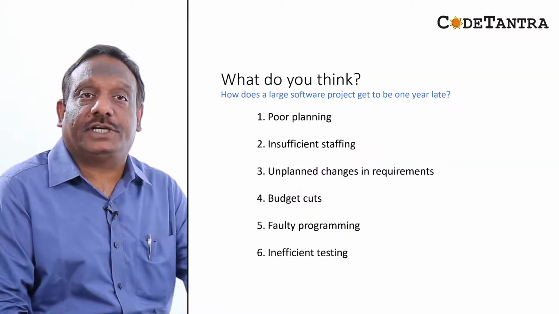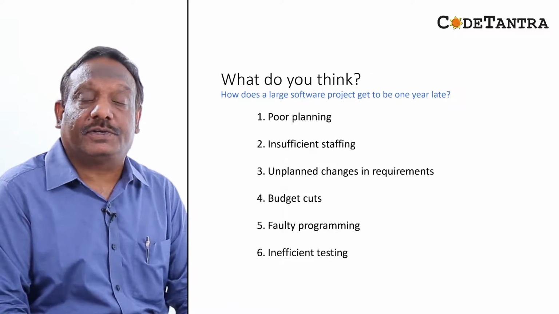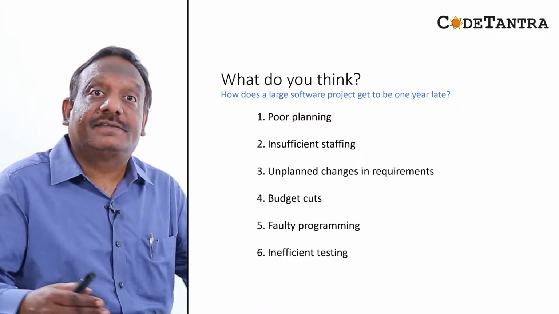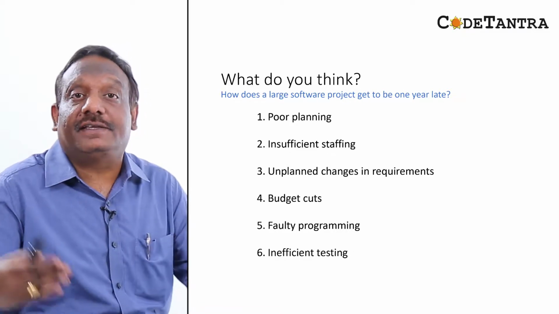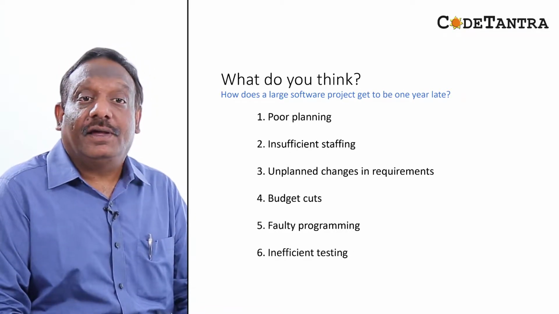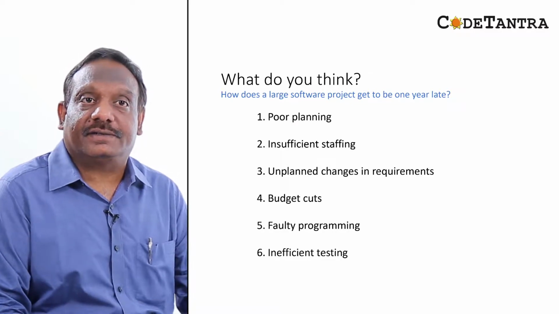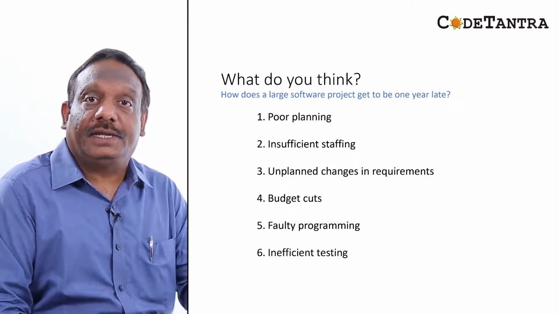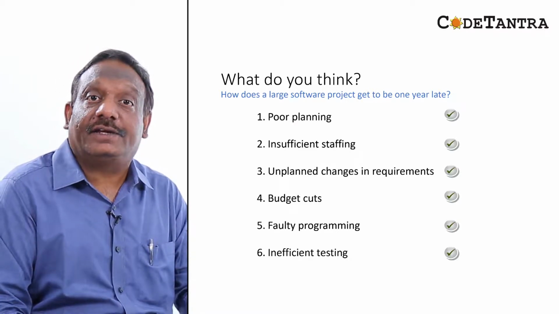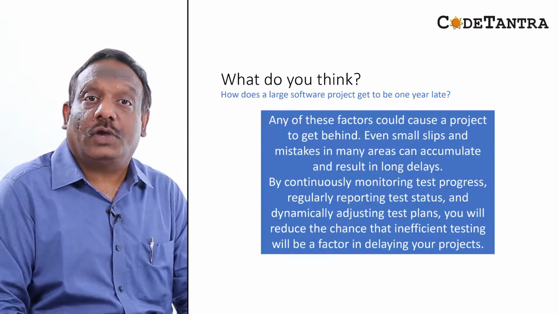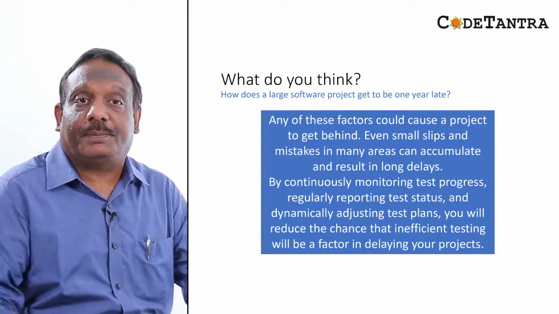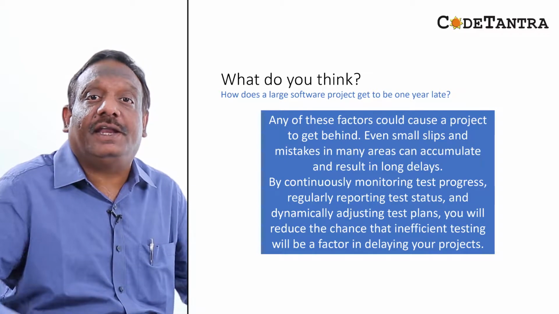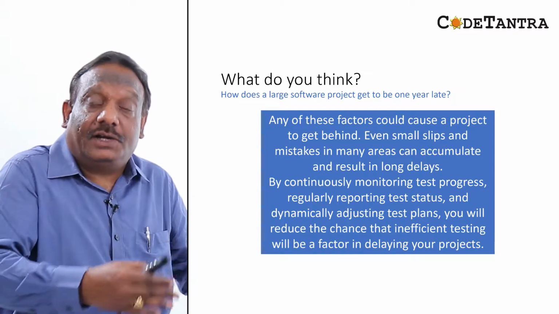So before we talk about test control, let's think about this. How does a software project, a large software project, get to be 1 year late? One, poor planning, insufficient staffing, unplanned changes in requirements, budget cuts, faulty programming, inefficient testing. So what do you think? How does a large software project get to be 1 year late? Yes, you are right. All of these can cause it. Any of these factors could cause a project to get behind. Even small slips and mistakes in many areas can accumulate and result in long delays.